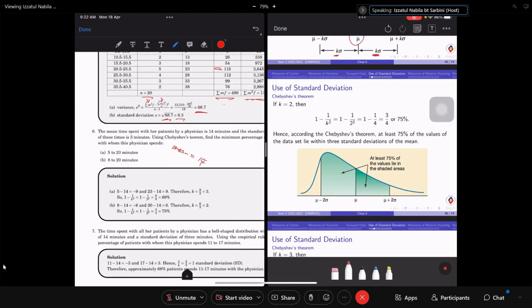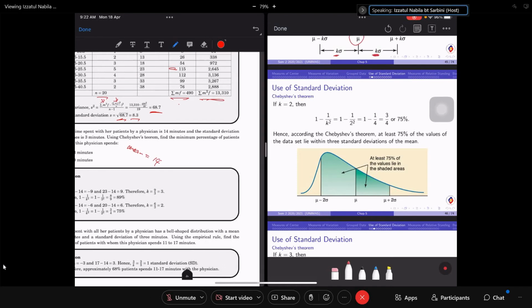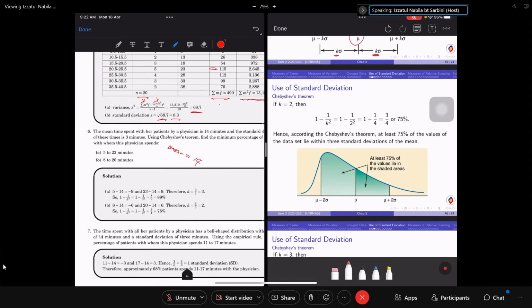So using Chebyshev's theorem, find the minimum percentage of patients with whom this physician spent time. For example, question A, it is 5 to 23 minutes. So you want to calculate what percentage falls within these times. You know the mean is 14, so you want to calculate how many standard deviations it is from the mean. So 5 minus 14, you have negative 9. 23 minus 14 is 9.